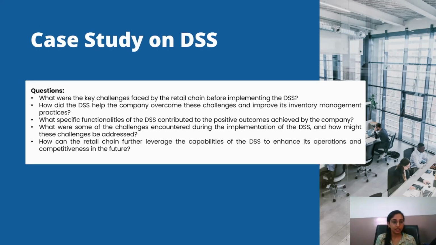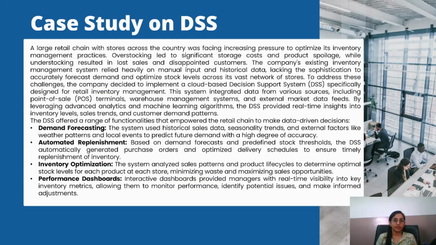Our next question is: what specific functionalities of a DSS contributed to the positive outcomes achieved by the company? So there are several functionalities that were critical, like demand forecasting. Accurate predictions formed the foundation for all other improvements, enabling the system to anticipate needs. Second point we can see on the slide is automated replenishment, which means this streamlined the supply chain, reducing delays and ensuring stores had the right products on hand.